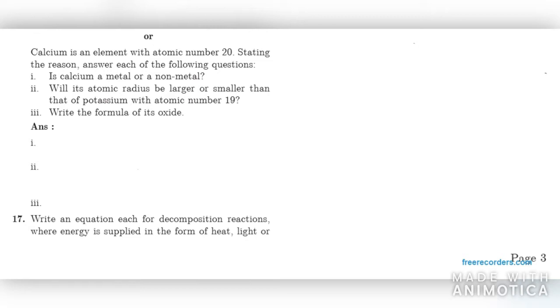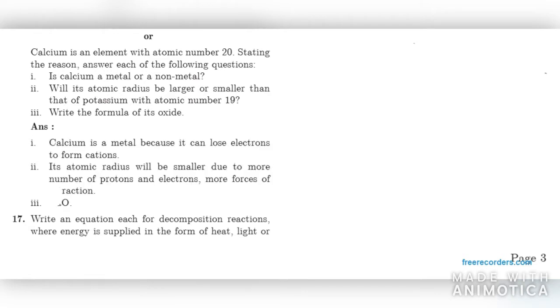In the second one, will its atomic radius be larger or smaller than that of potassium with atomic number 19? Its atomic radius will be smaller, due to more protons and electrons, so more forces of attraction will be there. Now write the formula of its oxide. It is calcium oxide, that's simple, CaO. So these are the answers if you want to note down.